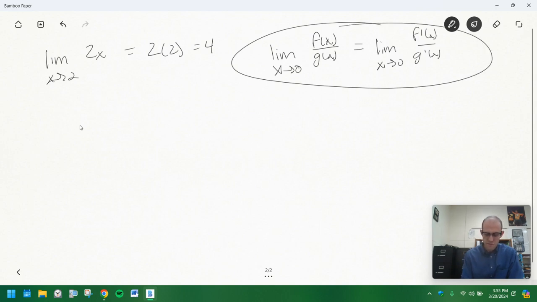Notice how we don't have that fraction form here. L'Hopital's rule can't apply then. So let's look at some examples of this.